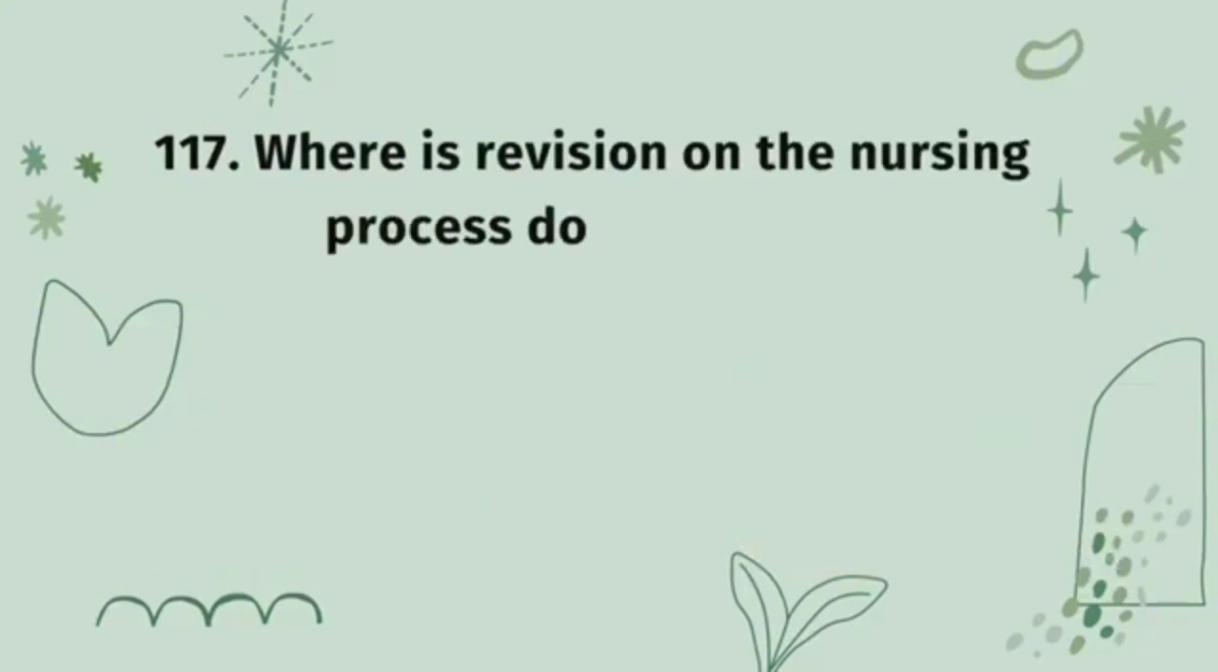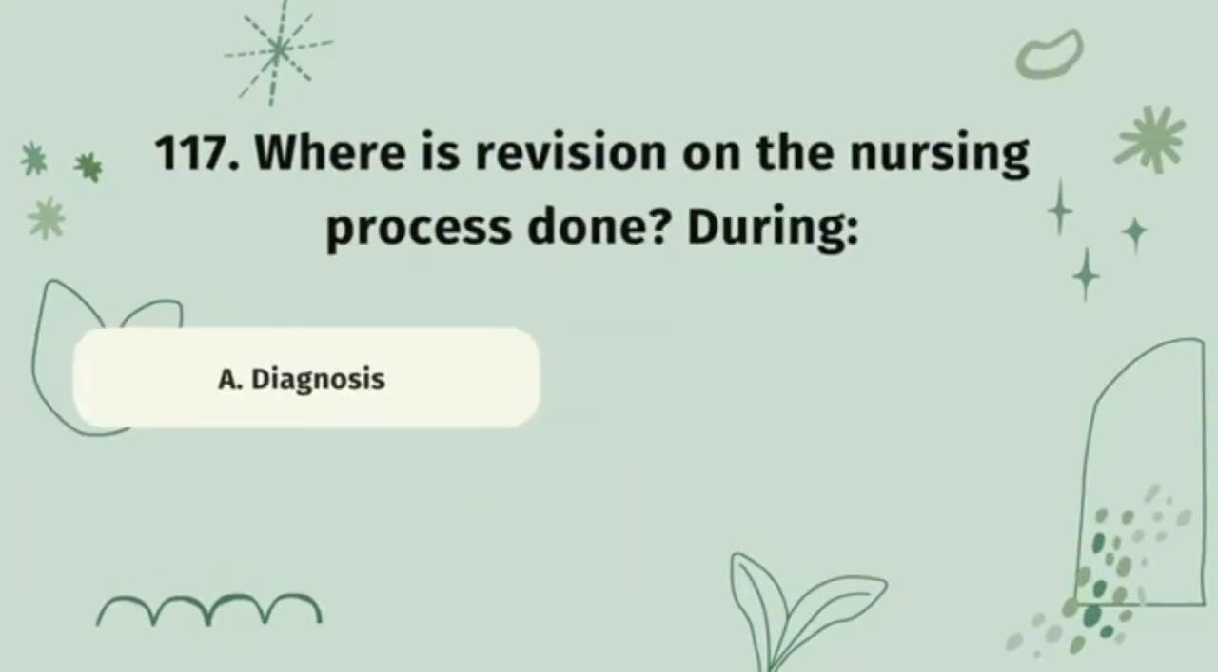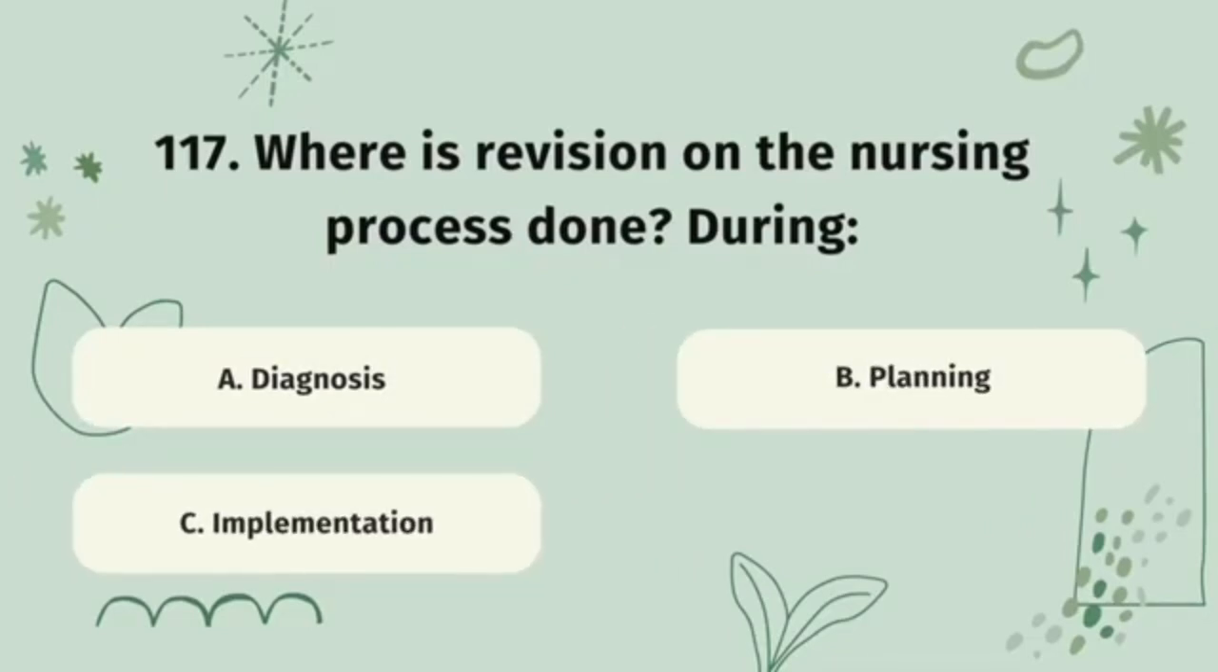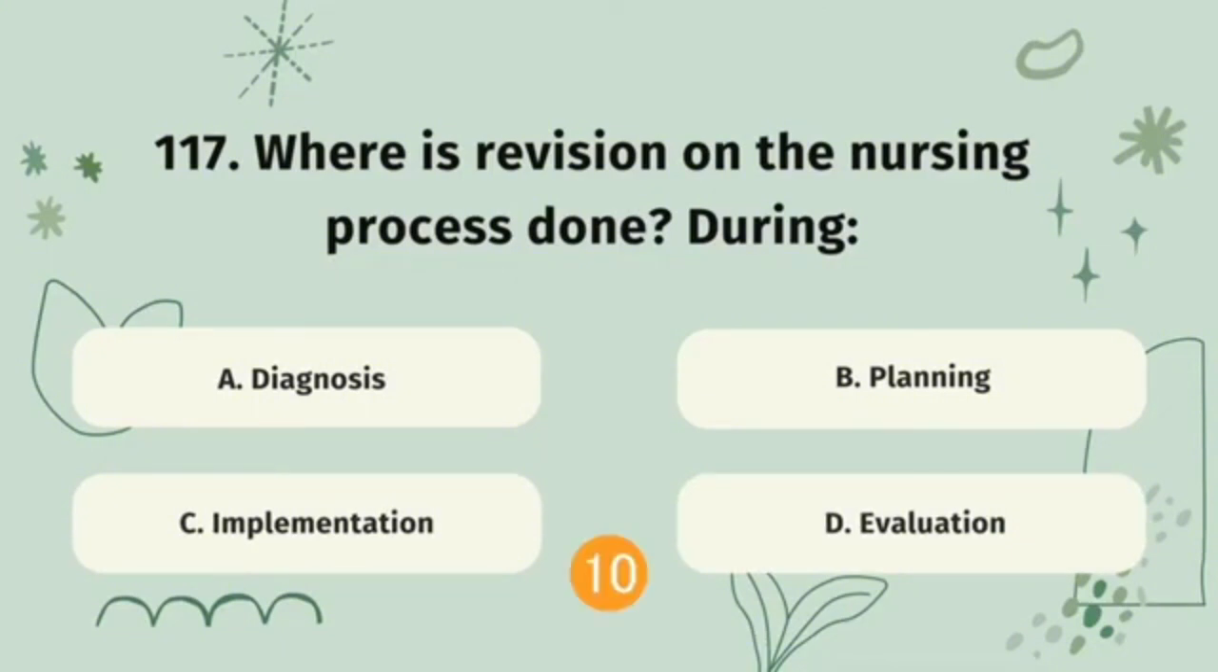Question 117. Where is revision on the nursing process done? During Option A. Diagnosis. Option B. Planning. Option C. Implementation. Option D. Evaluation. The correct answer is D.